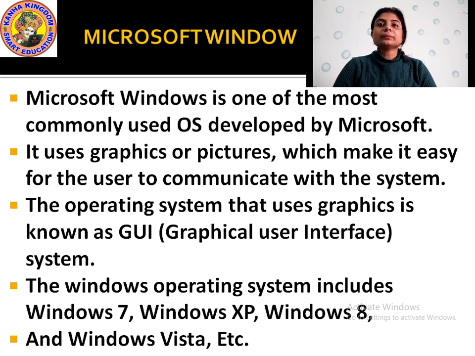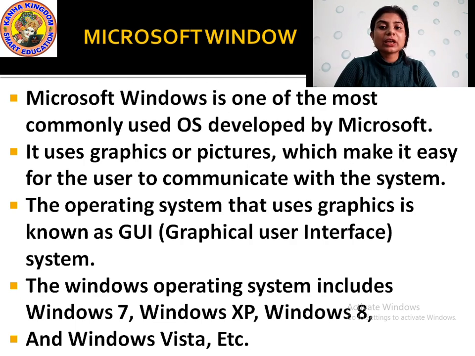Understood? The operating system that uses graphics is known as GUI. The full form of GUI is Graphical User Interface. The full form of GUI is what? It is Graphical User Interface System. This is the graphic system that is used in the operating system Microsoft Windows.